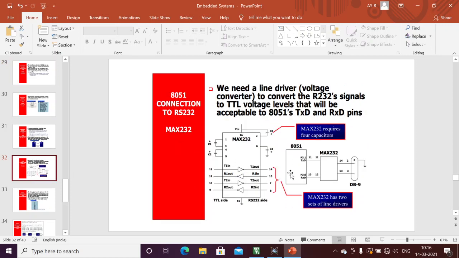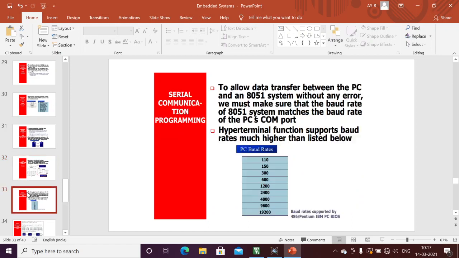Here we have the 8051 microcontroller. We need to connect this MAX232 IC, and at the end we need to connect the DB9 connector. Similarly, if I want to connect another microcontroller, then we again need a DB9 connector and MAX232 IC, and again at the end we need to connect the microcontroller. This is the way we are communicating using the standard RS232 communication.